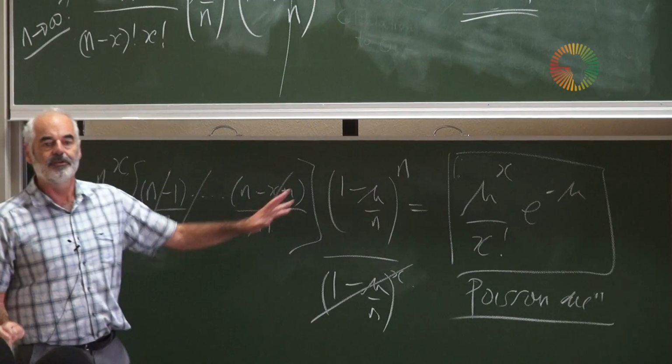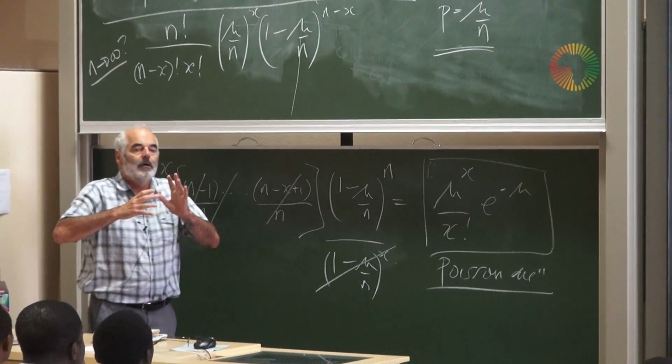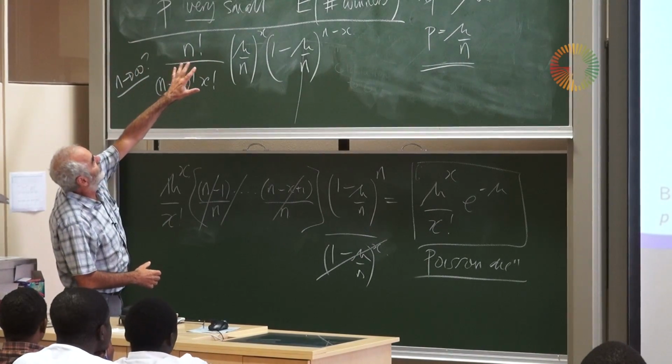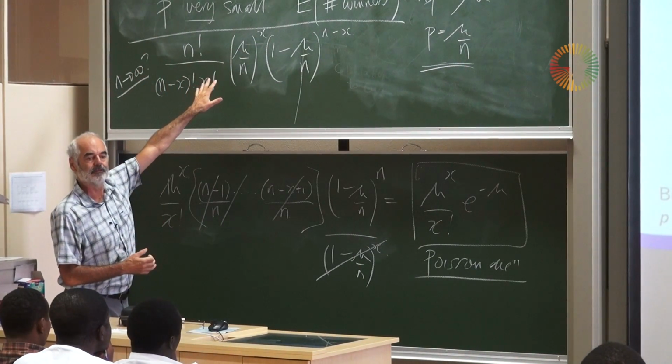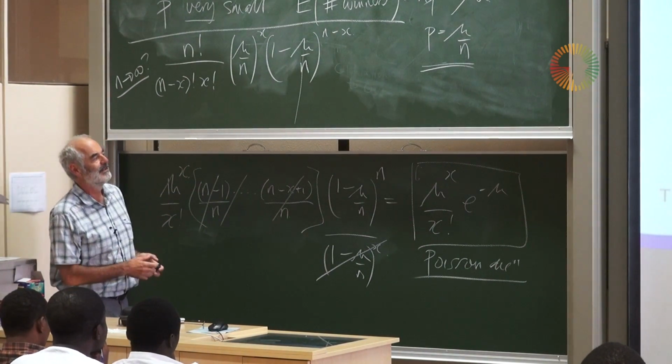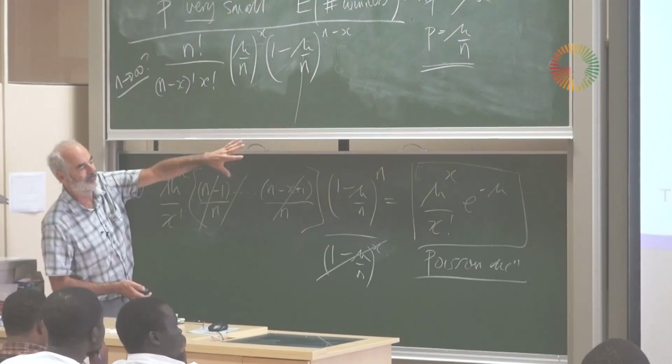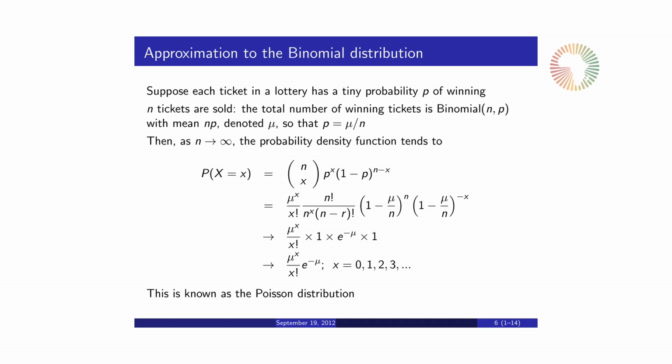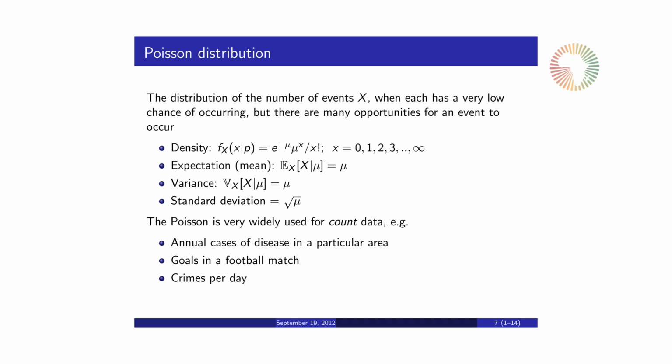So we've derived the Poisson distribution as a binomial when you've got very many chances of something happening, each with a very small chance. And the Poisson is my favorite distribution. So that's the maths. The Poisson is a beautiful distribution. It's got mean mu, which we'll prove in a minute, variance mu, and it's very widely used for count data.